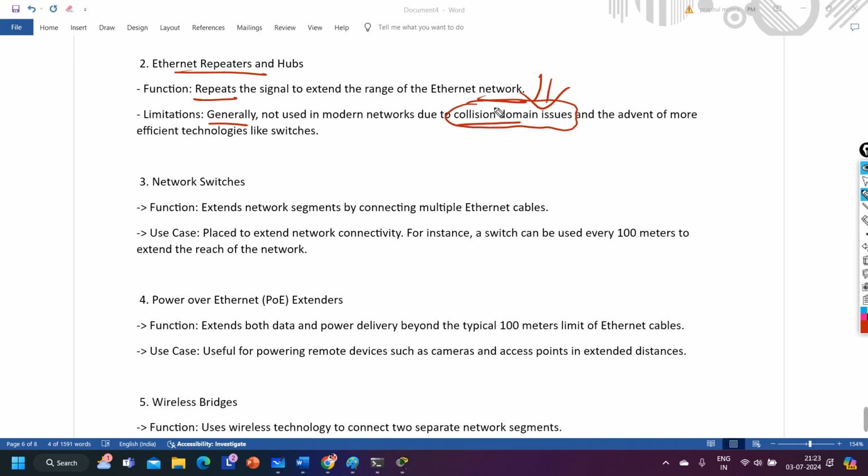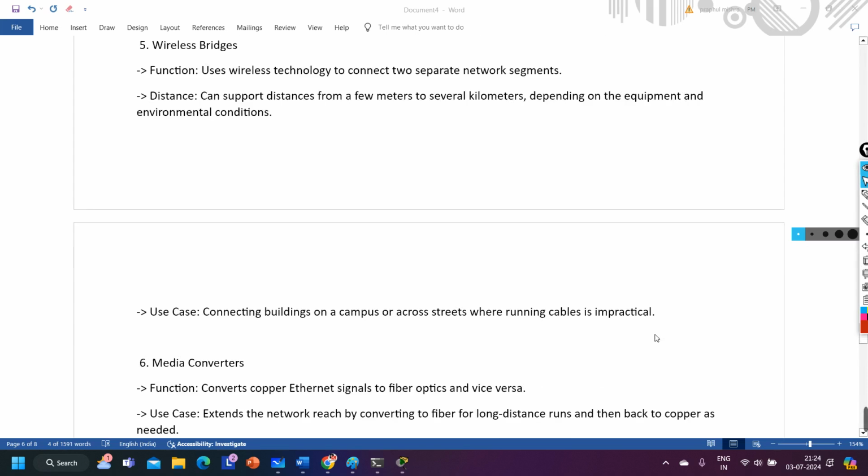Now you don't know what collision is and where collision is going to occur, in router, in switch, or in hub. So we will have lots of collision issues if I use a hub or a repeater over here. That's why the advent of more efficient technology like switches. You can use a switch, but it is going to cost you. Then fiber is best. Then guys, network switch, as I told you, you can use a switch as well. After 100 meters, you can place one switch. So these are the options.